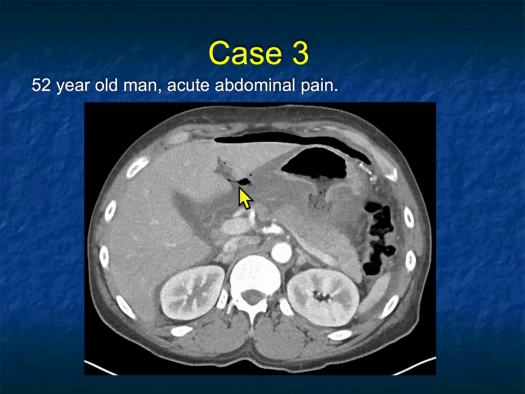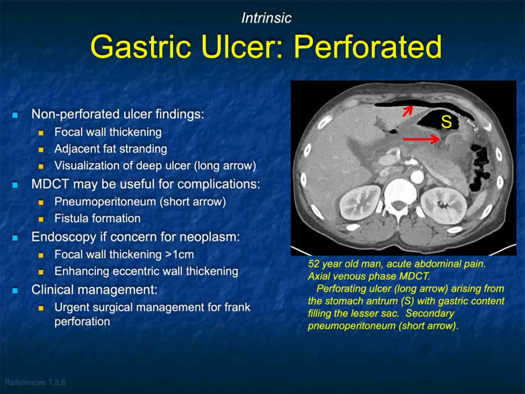You can see the stomach wall is diffusely thickened, and there's an ulceration in the posterior wall. There's fluid around the stomach. There's perforation. Malignant, benign, I can't tell you, but I know there's an ulceration with perforation. In terms of non-perforated ulcer findings, things you can see are focal wall thickening, adjacent fat stranding, and an ulcer.